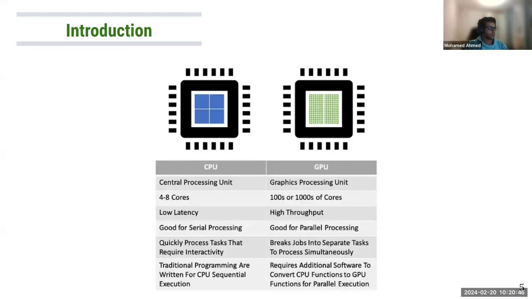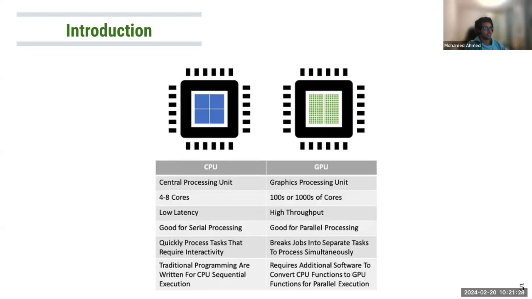So here is also a comparison between CPU and GPU. We talked about the CPU, but we didn't talk about the GPU. As we said, our CPU can be an Intel i7, can be AMD, whatever. It can have 4 to 8 cores, and it's very good at doing sequential processes. However, if you want to do a parallel process, a GPU would be better. A GPU can have hundreds or thousands of cores, good for parallel processing of your operations.